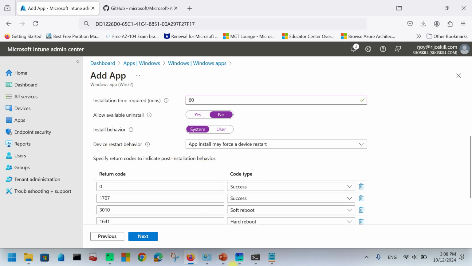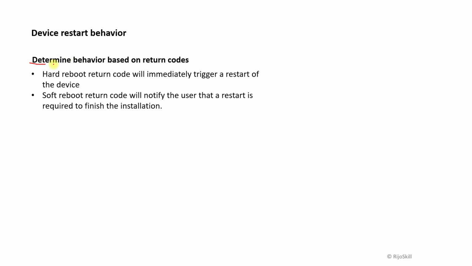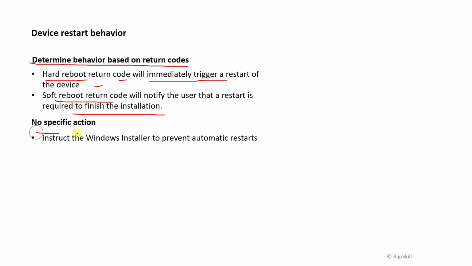I will now go to the slide. Device behavior: the first is determine behavior based on return codes. You already saw the return code. Here a hard reboot return code will immediately trigger a restart of the device. So when you select this restart behavior, it immediately triggers on the hard reboot code. A soft reboot return code will notify the user that a restart is required to finish the installation. Next, no specific action: we instruct the Windows installer to prevent the automatic restart. It will not restart your device, it will prevent your automatic restart.